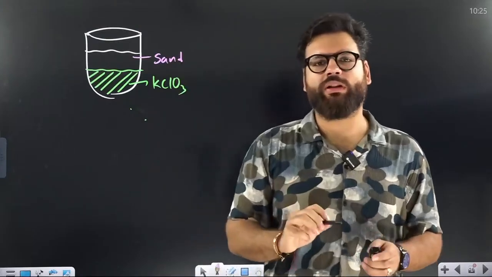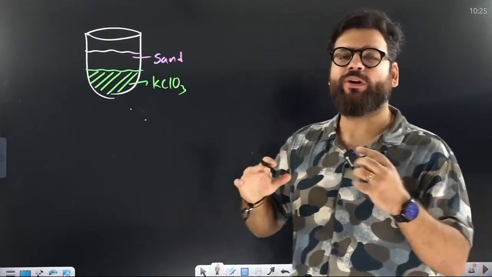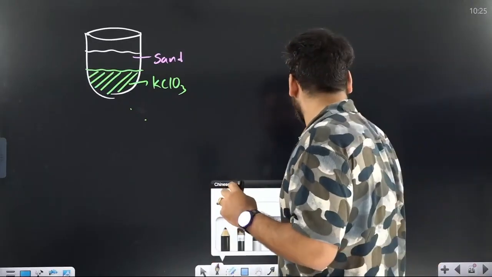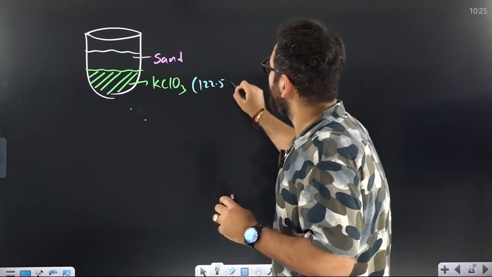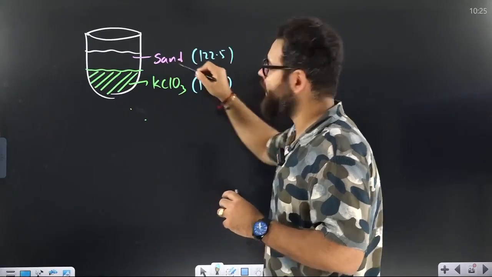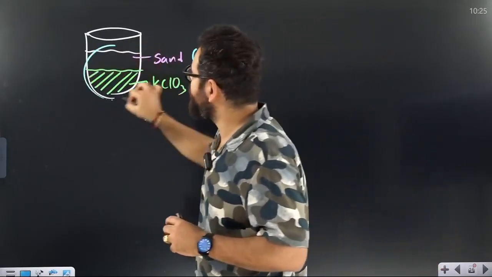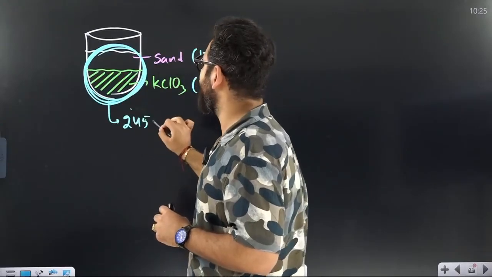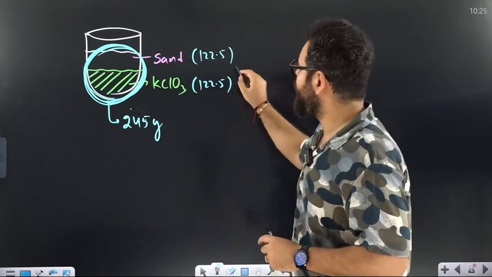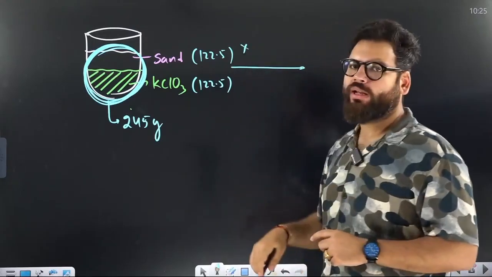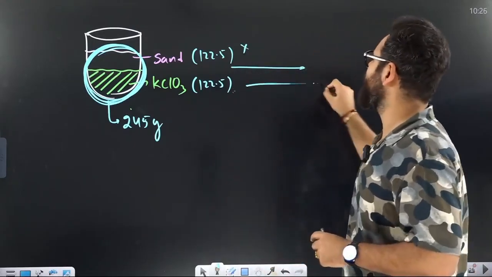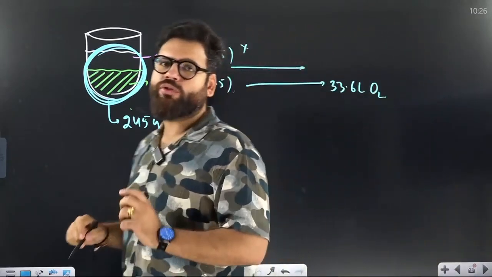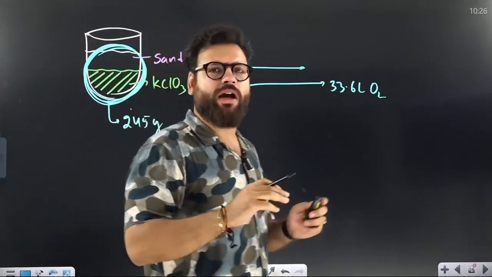So just now you found out that I need 122.5 gram pure KClO3. If I need 122.5 of this, then there will be 122.5 gram of sand also available. That means total mixture that I have to take has to be 245 gram mixture. When I heat it, sand will not get heated. It will not do anything. Just the KClO3 will produce the 33.6 liter oxygen. So I don't have to start with 122.5 gram. I have to start with double the amount.